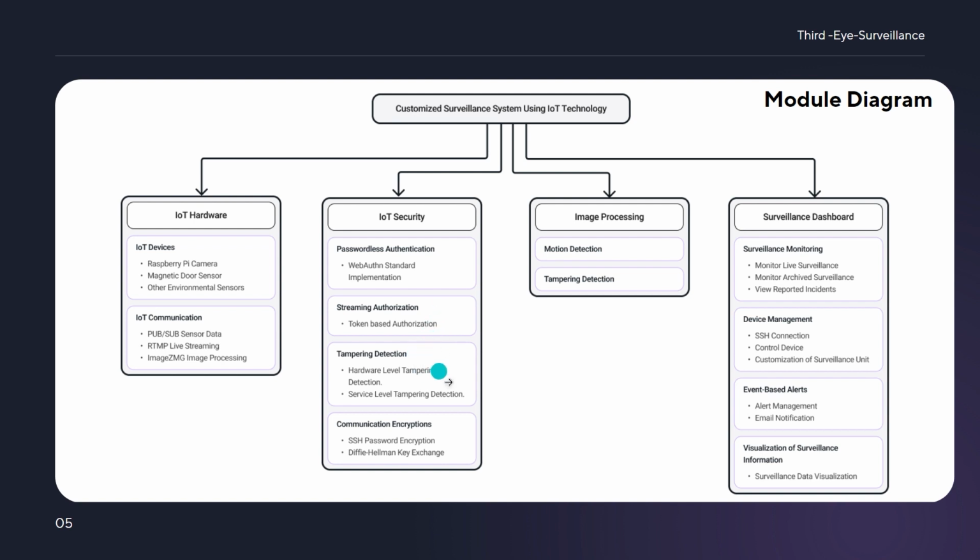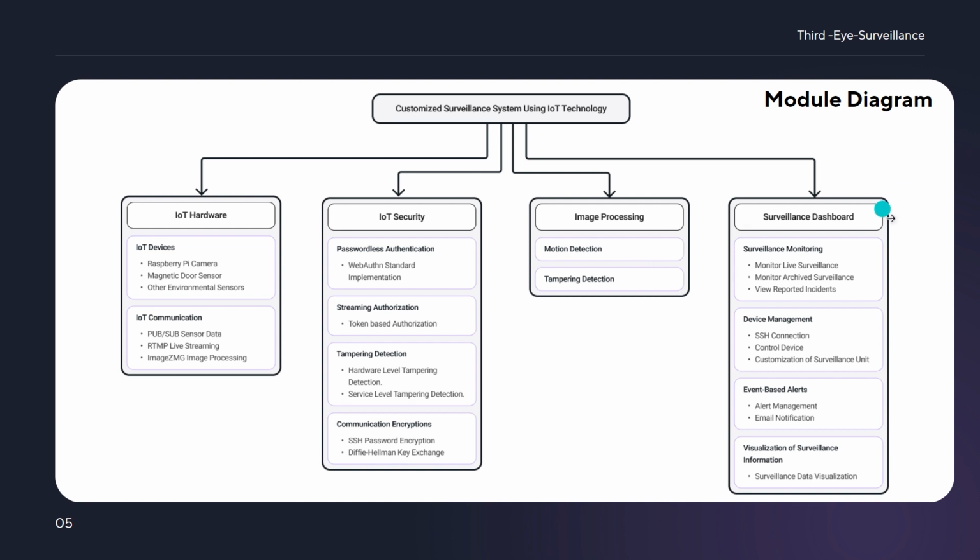tampering detection, which has two levels of tampering, such as the hardware level tampering detection and the service level tampering detection, and lastly the communication encryption, which encrypts the SSH credential with AES-256 algorithm together with a Diffie-Hellman key exchange mechanism to securely exchange the keys. The image processing module allows the server to perform image processing services such as motion detection and tampering detection and alert the users.